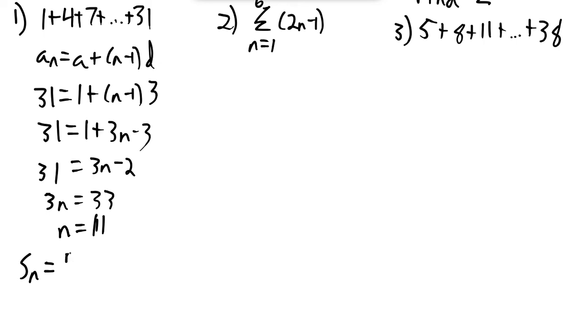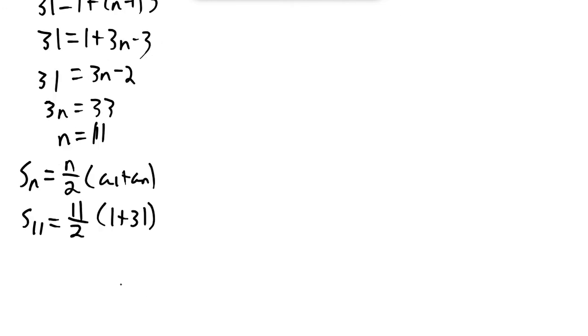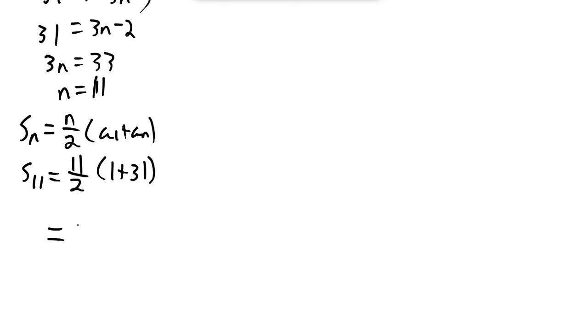So now we have n, and we have everything we need to put it into that summation. Right, we said S sub n is equal to n over 2 times our first term plus our last term. So S sub 11 is going to be 11 over 2 times 1 plus 31. We'll leave that as 11 over 2 times 32. Let's cancel those out. So that is going to be 16. So this is 11 times 16, or that is 176. That is our answer for that one.